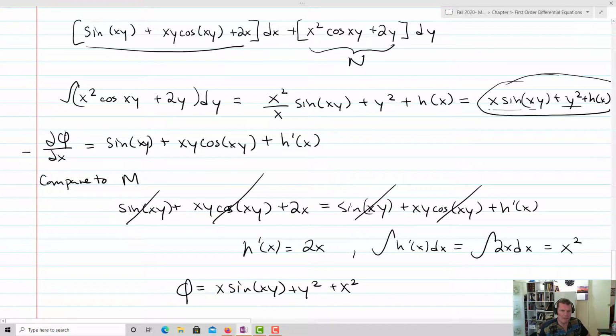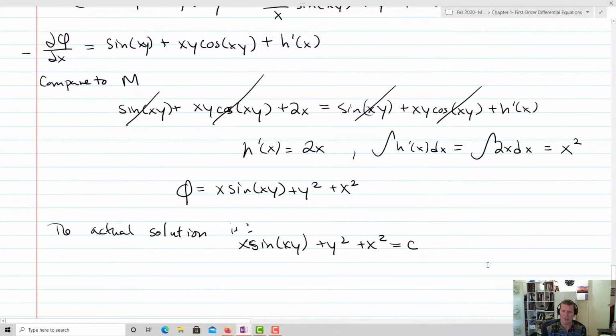So we'll take the derivative. Once we take the derivative, we're going to compare it to either M or N, depending upon which one we started with. And once we've figured out what h prime of x is, or h prime of y is, we're going to actually take the integral of that. That's going to fill out the last part of our exact differential equation.